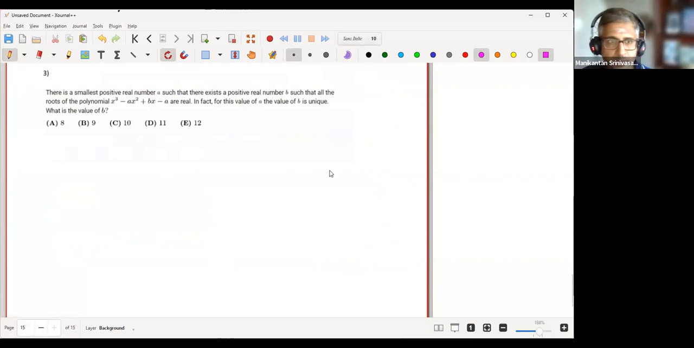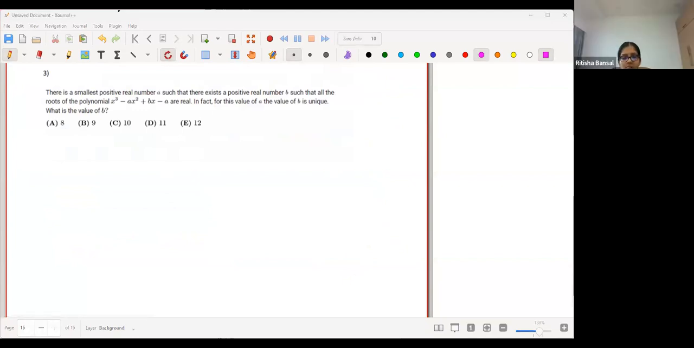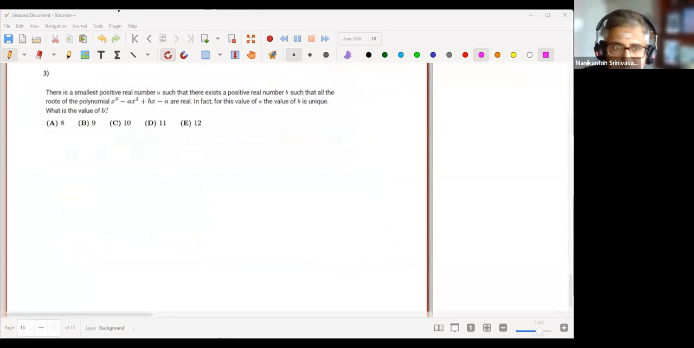Anyone on this one? There is a smallest positive real number A. I got 9. I also got 9. Yeah. Okay, 9. Any other answers? Anika, okay, can you take me through your 9?